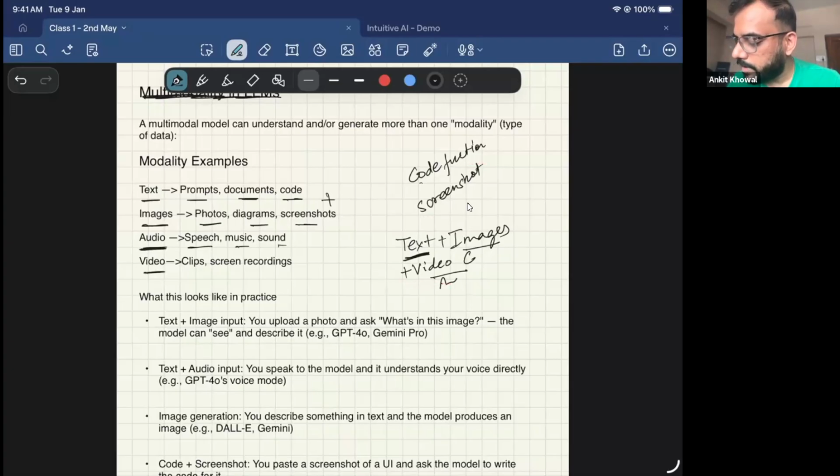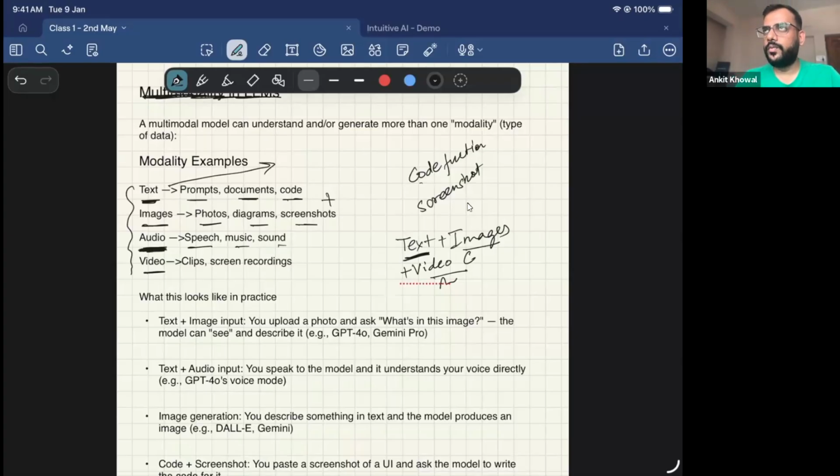So it was not always like this. Different models have different capabilities. If you use a text only model and you give an image to it, it will say, I don't have understanding of image. If a model does not understand audio and you give an audio clip to it, it will say, I don't understand what this audio is. So that is what multimodality is.